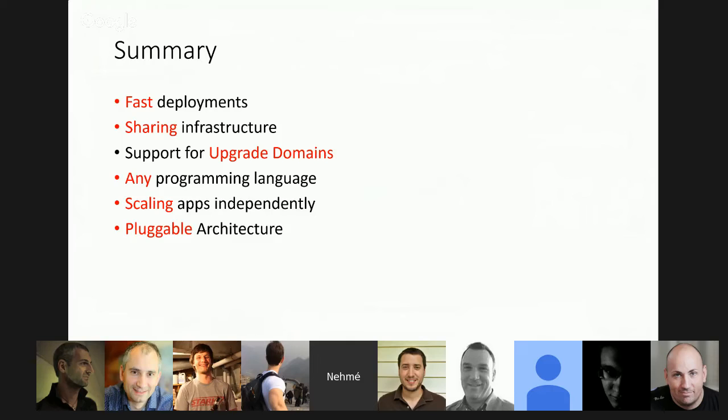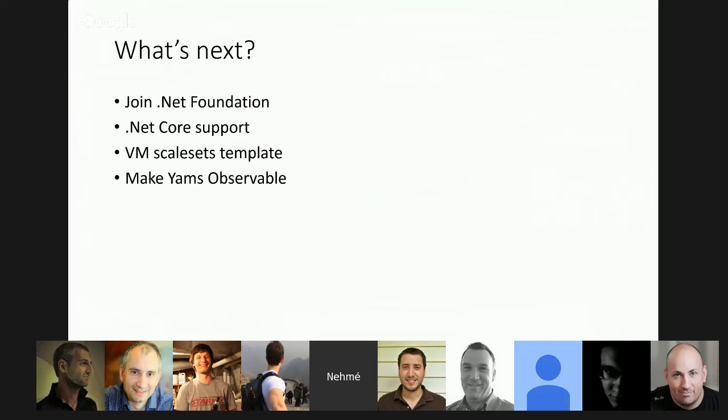So in summary, YAMS gives you fast deployment, allows you to share infrastructure, has support for upgrade domains, any programming language, scaling apps independently, and has a pluggable architecture. What's next? We're looking at joining the .NET Foundation, and .NET Core support. Thanks to Gutenberg, he's been helping a lot in that, and we're very close. VM scale set template. Again, Gutenberg contributed an ARM template to our GitHub. We're looking at creating a VM scale set template and making YAMS observable.